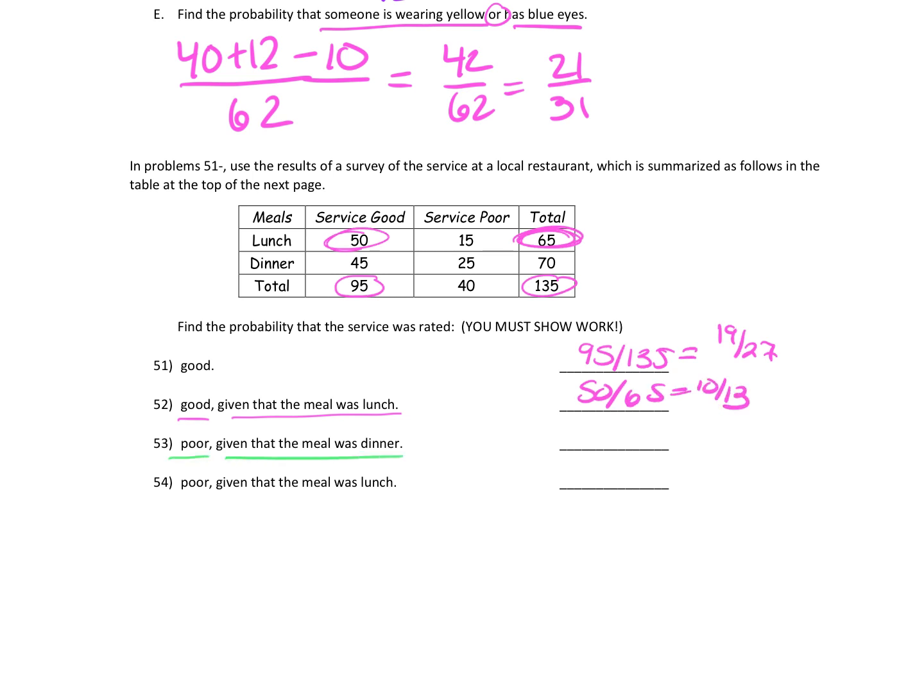Poor, given that it was dinner. So given that it was dinner, out of total dinner, given that it was poor, so 25 out of 70, which would be 5 out of 14. And then poor, given that the meal was lunch. So out of total lunch, that it was poor, so 15 out of 65.